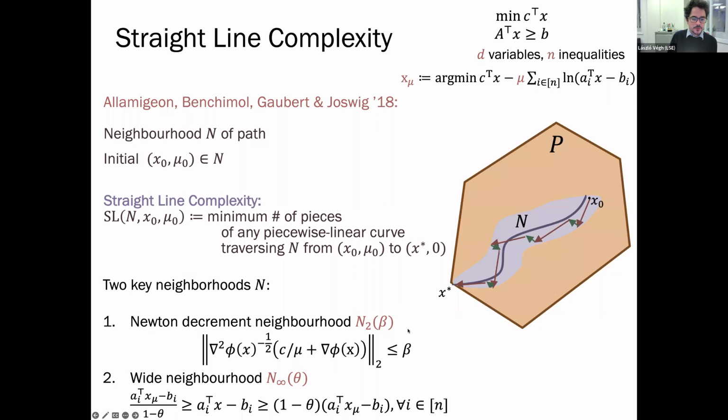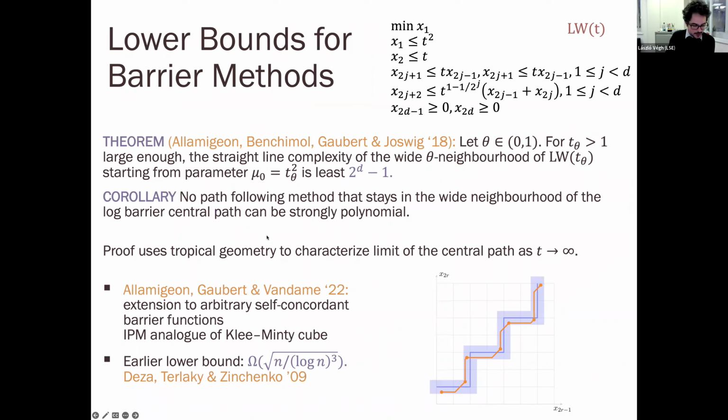One could, of course, look at different neighborhoods. I won't want to go too much into that. There is a wide neighborhood, which is the biggest that typically comes up in algorithms: points such that on every constraint, the slack on that constraint is within a constant factor of the slack of the corresponding central path point. And what they showed, in a beautiful paper using tropical geometry, is an explicit simple family of parametrized linear programs, which I even put up here on the slide.